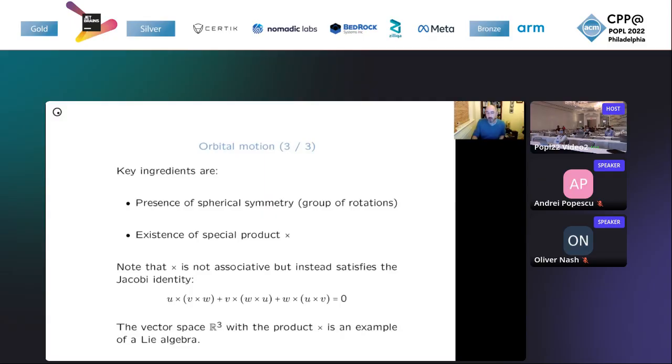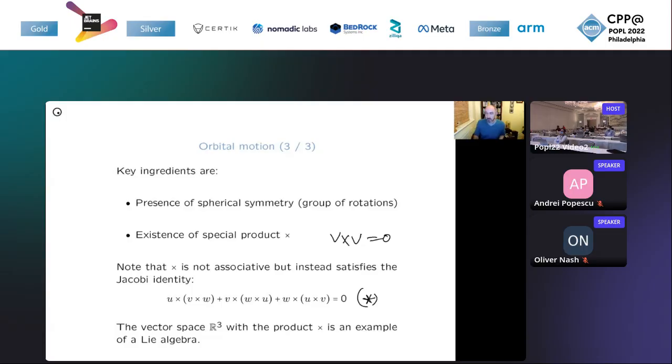So this is a good example of the shape of Lie theory. You have some symmetry, in this case a group of rotations coming from the fact that the gravitational potential is spherically symmetric. And you have a special product, which in this case is the Cartesian product. We've already seen that it satisfies this property that V cross V is 0. And it satisfies one additional property, which is here. It's not associative, but in place of associativity, it satisfies this little identity known as a Jacobi identity. So that's our first example of a Lie algebra.